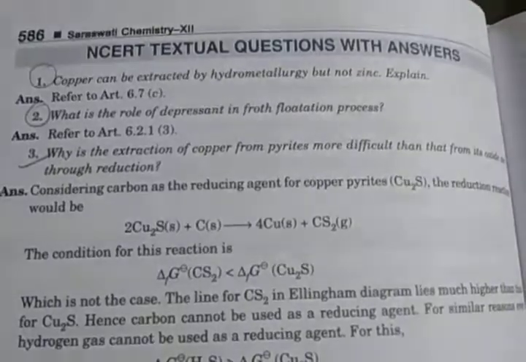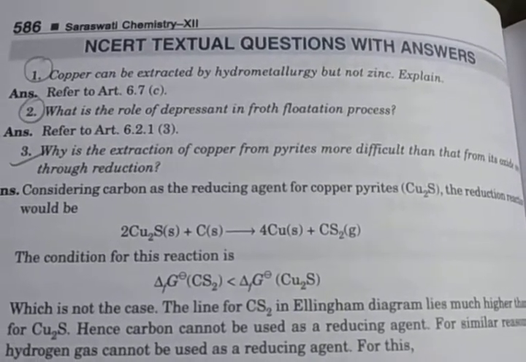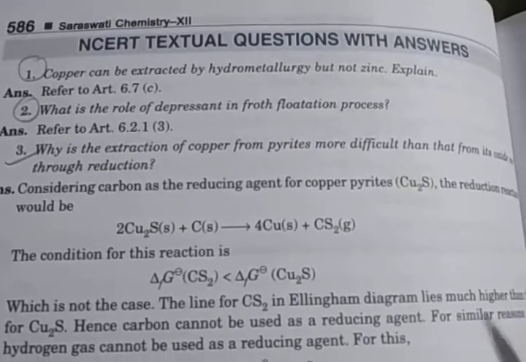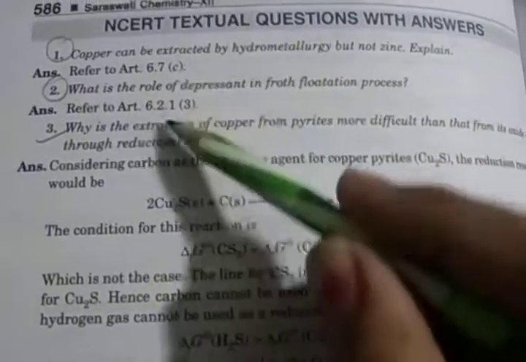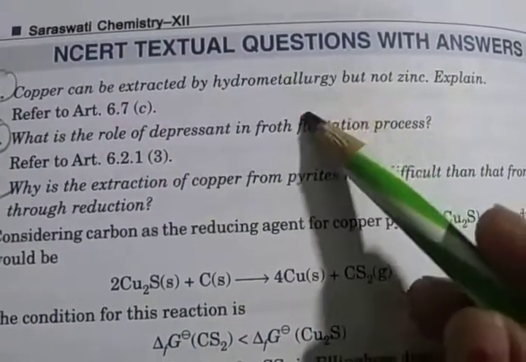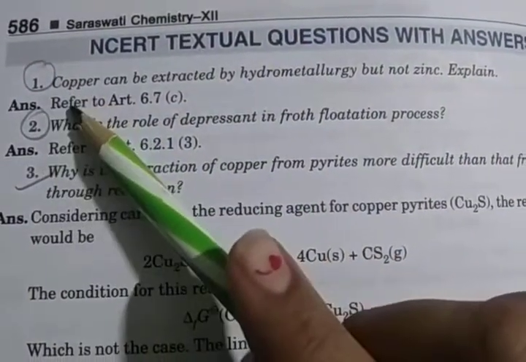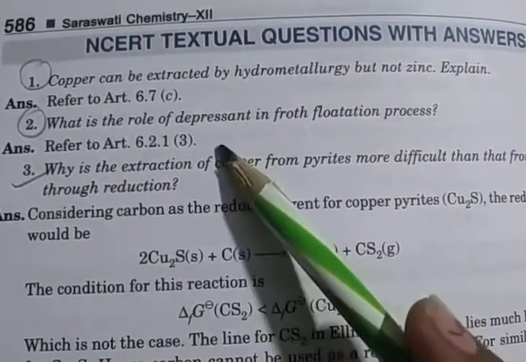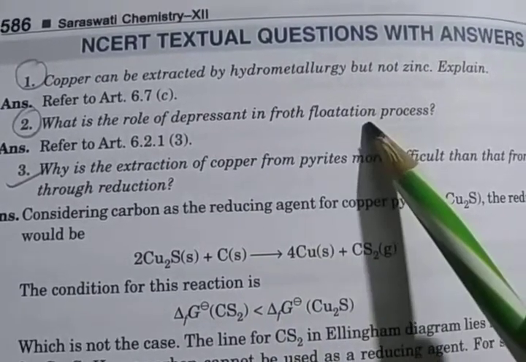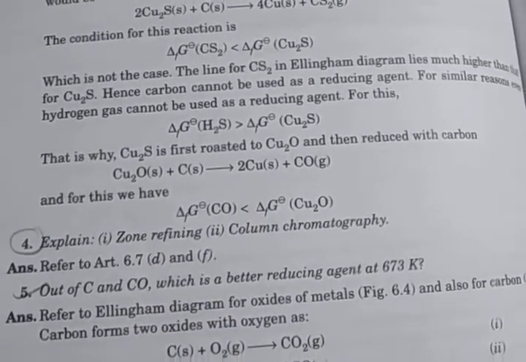So according to me, you completely understood. Next are the NCERT textual questions. Question number 1: Copper can be extracted by hydrometallurgy but not zinc. Question number 2: What is the role of the depressant in froth flotation process? Question number 4: Explain zone refining and column chromatography.